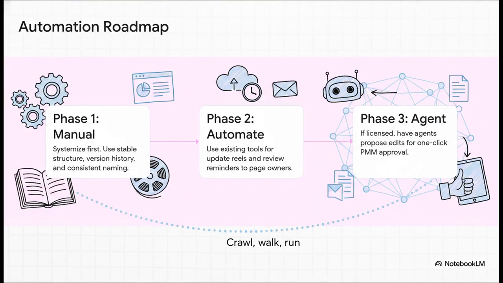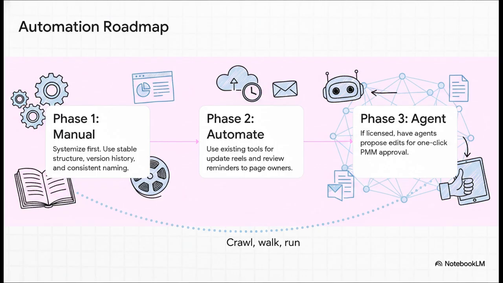So here's a super pragmatic 3-phase roadmap. Phase 1 is purely manual but systemized. You establish your structure and processes. No new tools needed. Phase 2 is where you start using the tools you probably already have, like Power Automate, to do simple stuff like creating that recent updates reel or sending automated reminders to page owners when it's time for a review.